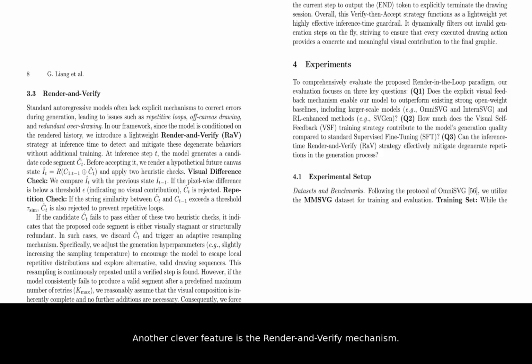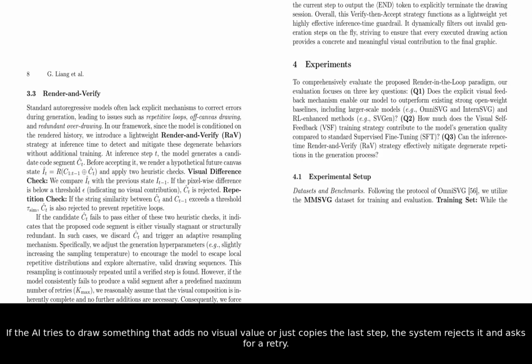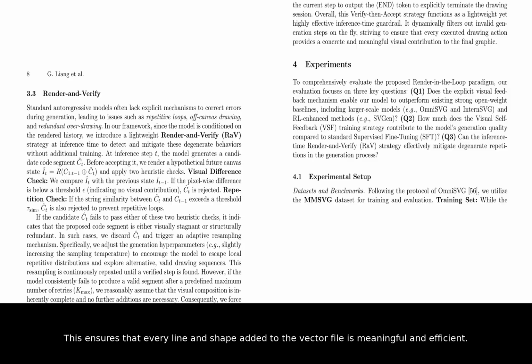Another clever feature is the render-and-verify mechanism. This acts as a gatekeeper during the drawing process to detect if the AI is making a mistake or repeating itself. If the AI tries to draw something that adds no visual value or just copies the last step, the system rejects it and asks for a retry. This ensures that every line and shape added to the vector file is meaningful and efficient.